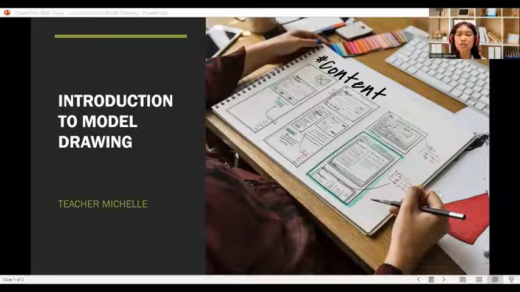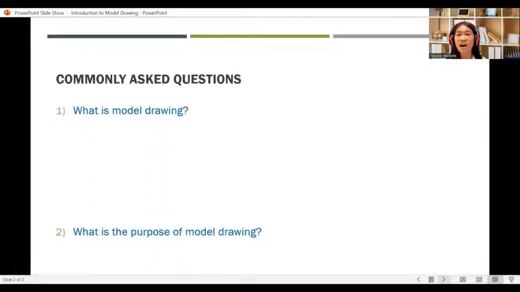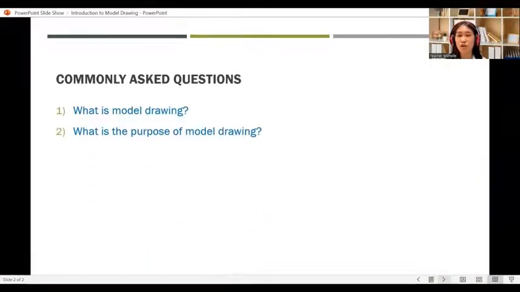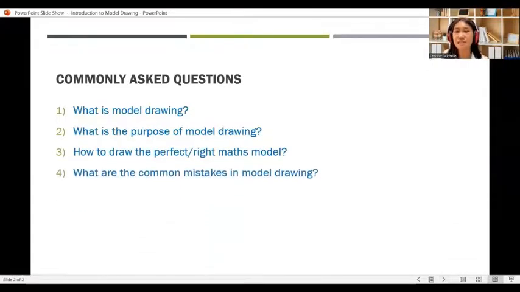I often have students who ask me, what exactly is model drawing? What is the purpose of drawing a maths model? What is the perfect or right maths model? And what are the common mistakes in model drawing? I'll answer those questions in a short while.